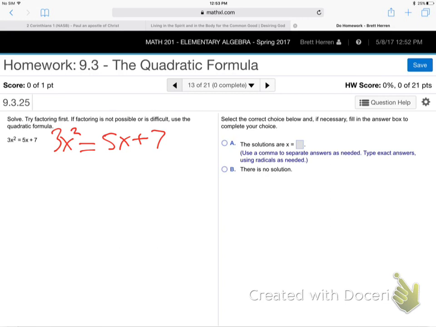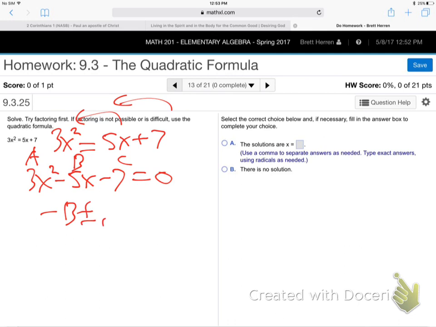All right, we good on that? Jump it over: 3x squared minus 5x minus 7 is 0. This is A, this is B, this is C. And we've got the quadratic formula: negative B plus or minus the square root of B squared minus 4AC, all over 2A. And then, what is it?